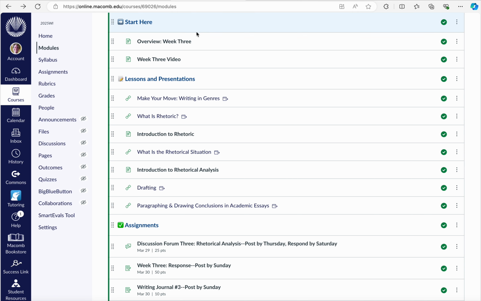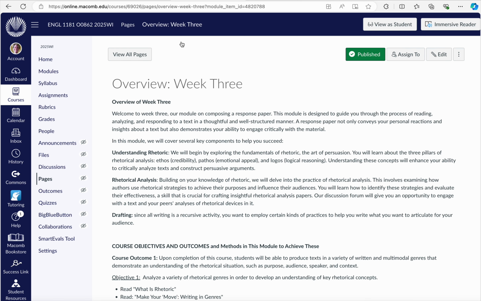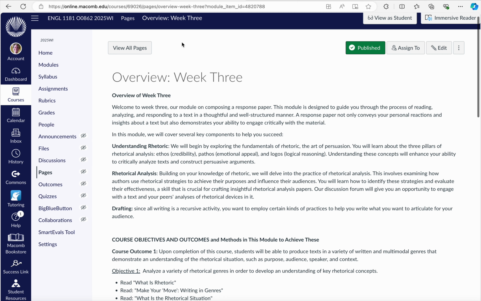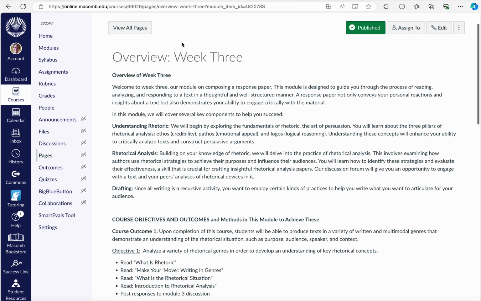For week 3, you're going to start with your overview. We're really digging into understanding what rhetoric is and working towards a rhetorical analysis. We won't write that this week, we'll write that next week, but we're working on really thinking about what rhetoric is, how writers use it, and how they use ethos or their credibility, pathos, which is emotion, or logos, which is logic, or a combination of those to really be effective in their writing, to choose strategies that are going to appeal to their reader and to be convincing.